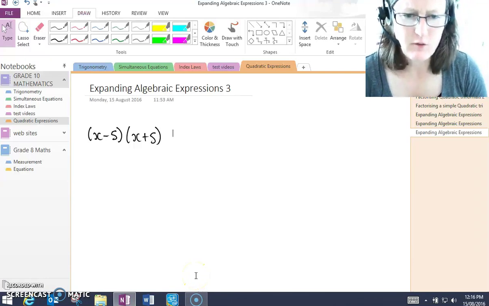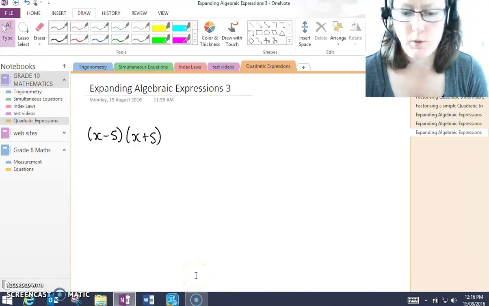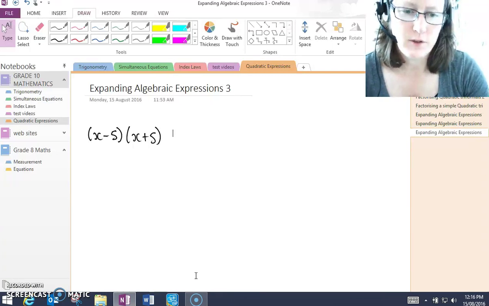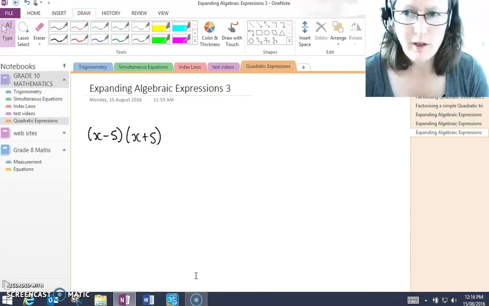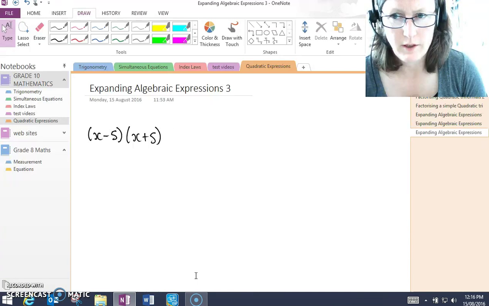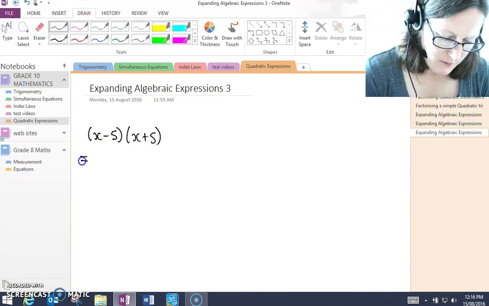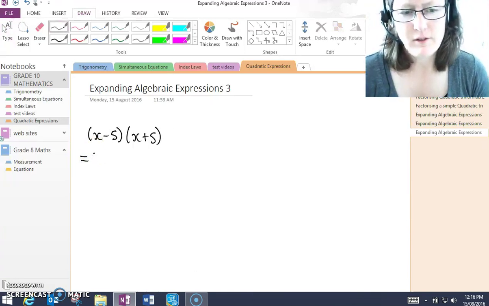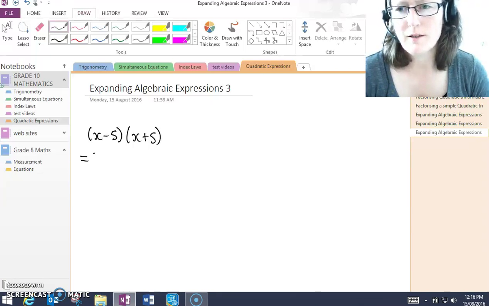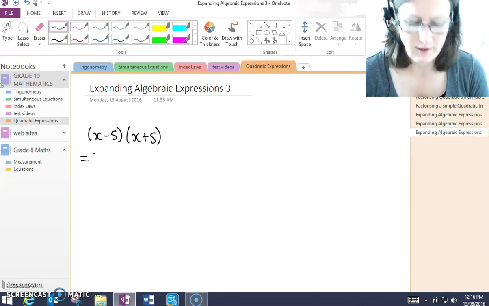Okay guys, here's the third video of expanding algebraic expressions. Again, there's a short way to do these. I will do the first one the long way and then show you how the short way is reached. So for this one, we've got x minus 5, x plus 5. So in other words, what's in the brackets is exactly the same except for the sign.